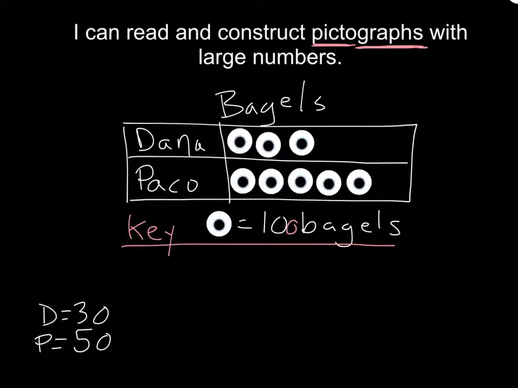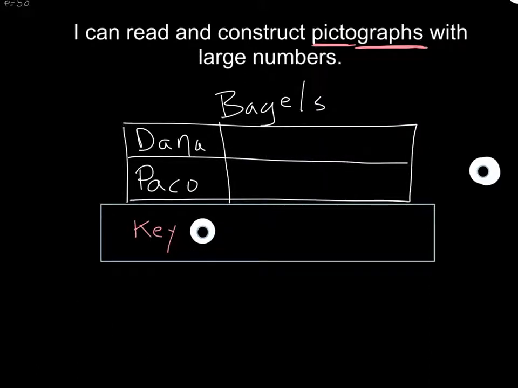Next, I'm going to give you some numbers that aren't quite so easy. What if instead of those numbers that I gave you before, what if Dana had 31 bagels and Paco had 59? What would you do?